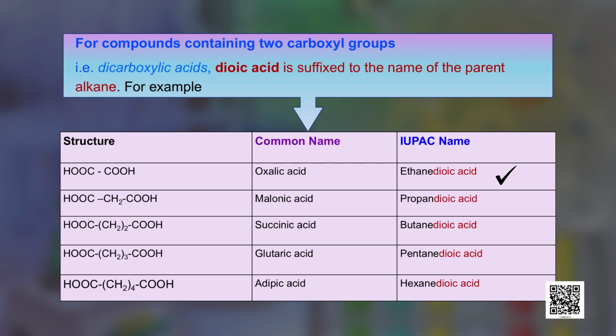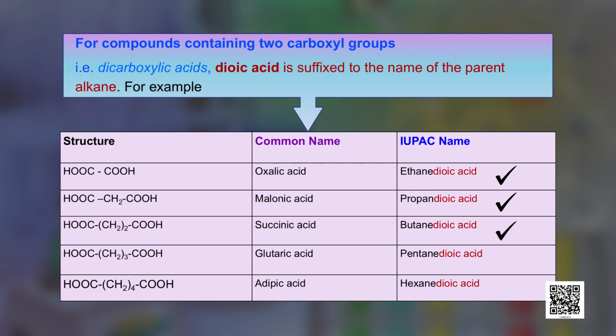And if the 2 carboxylic groups are attached to a carbon chain containing 3 atoms in total, then it is called malonic acid as a common name, and because there are 3 carbon atoms now, the name will be propanedioic acid. And it is clear to you now that we are omitting here the final E in the name of the alkane, and we are putting dioic acid as a suffix.